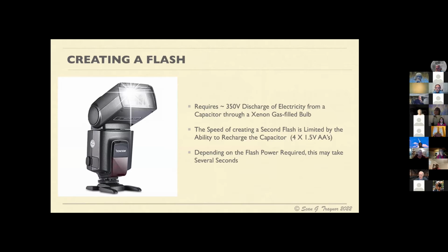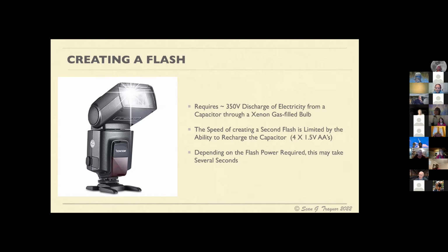How do we create a flash? Well, all flashes are created by passing an electric discharge through a gas tube filled with xenon gas. And you need about 350 volts to discharge through a capacitor, and that gives a flash. The speed of creating a second flash is actually limited by the ability to recharge the capacitor.